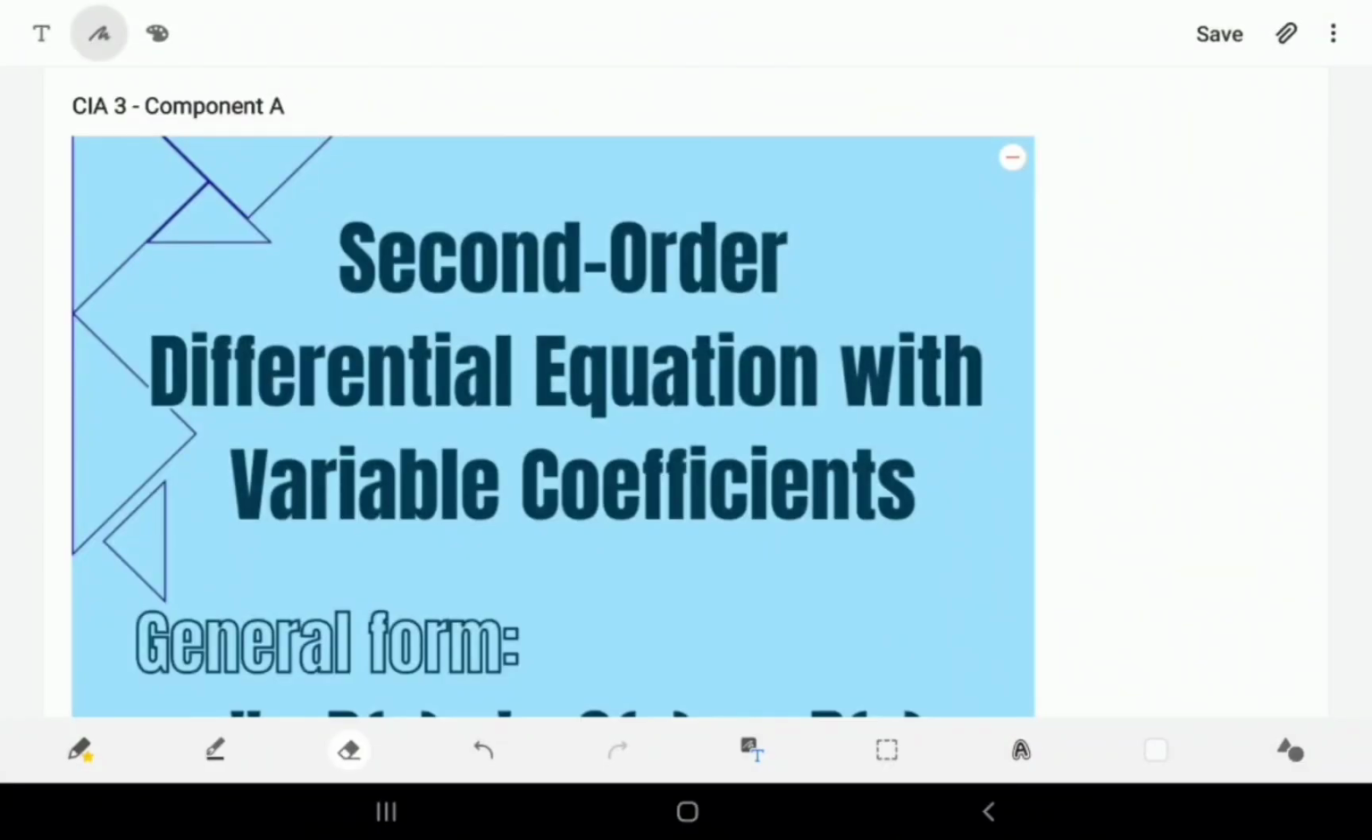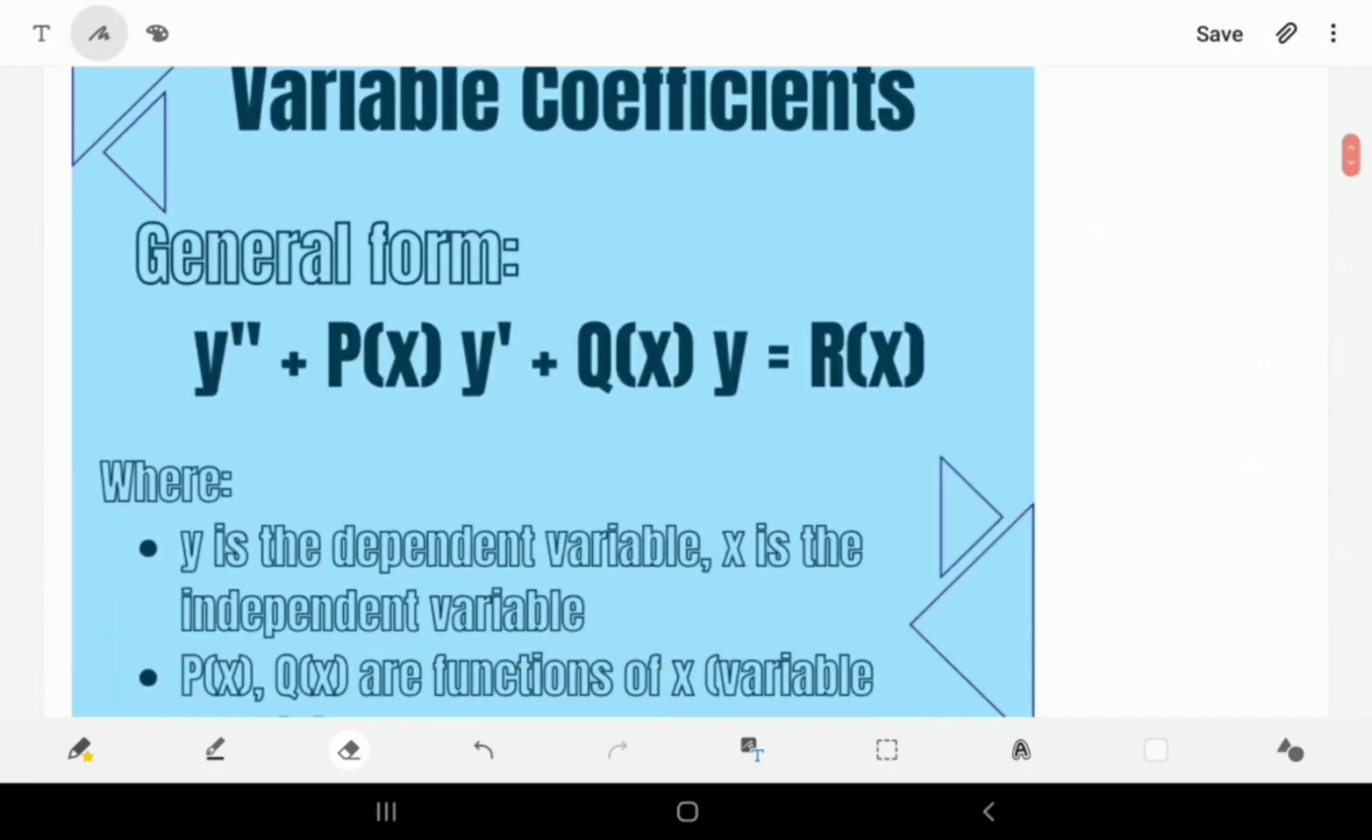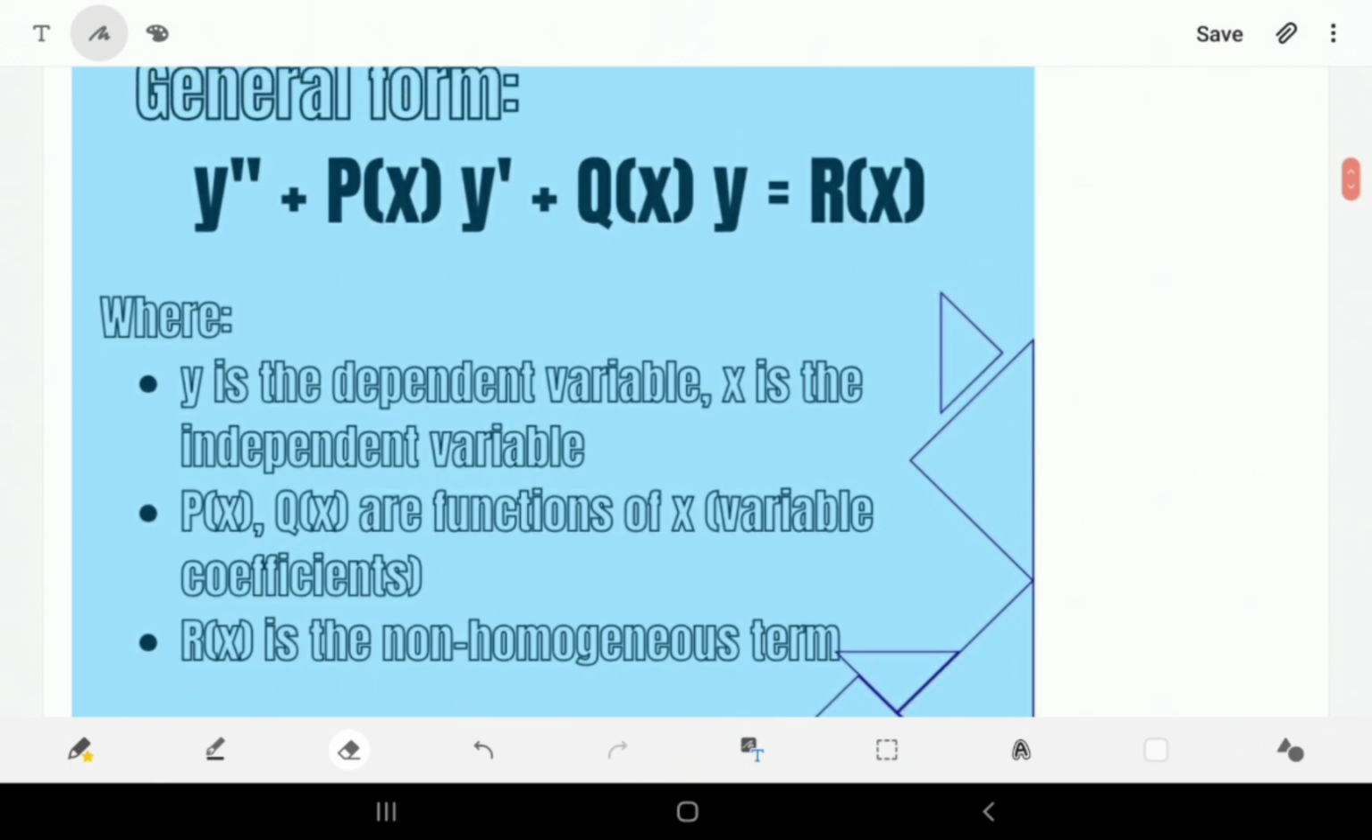In today's video, we'll be exploring a method to solve second-order differential equations with variable coefficients. A second-order differential equation with variable coefficients is a differential equation where the highest derivative is of order 2 and the coefficients of the dependent variable and its derivatives are functions of the independent variable. Let's look at the general form.